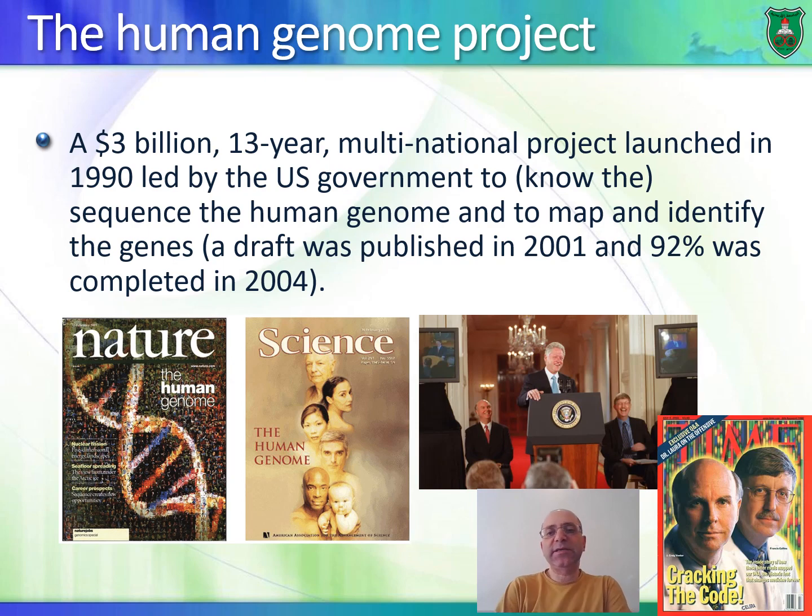So in 1990, there was this international project that was launched, and they said that it would take about 13 years, probably 15 years, to sequence the human genome, and it costs about $3 billion, a lot of money. And by the way, you can do the same thing nowadays for about $500. So just imagine the advancement in technology. In 1990, it would cost $3 billion to sequence the human genome. Now it costs about $500.